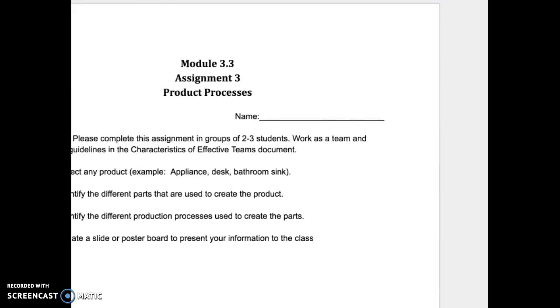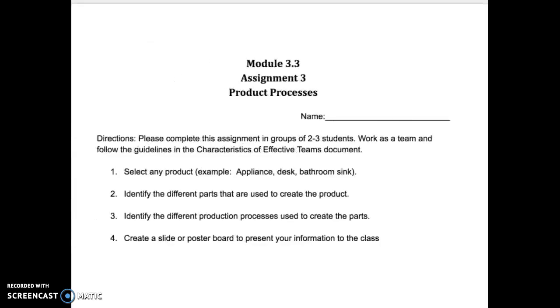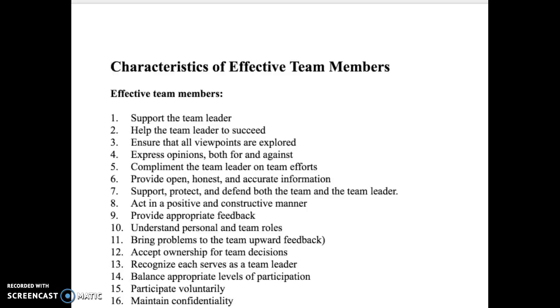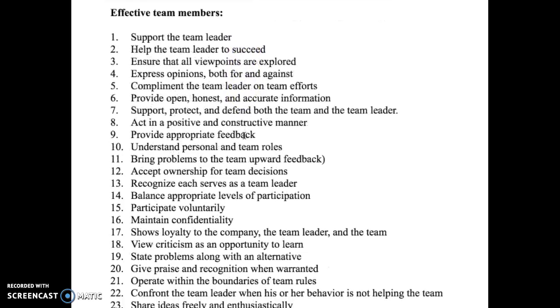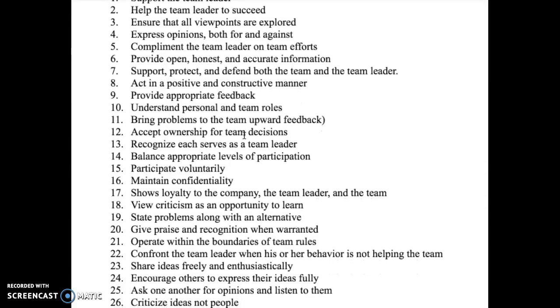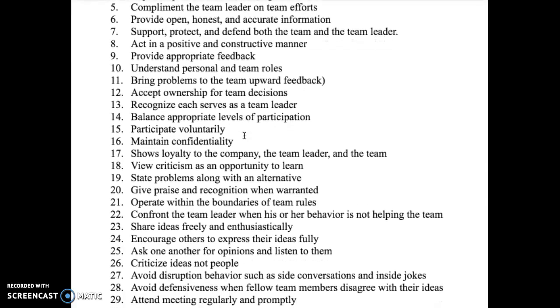In Module 3.3, your work is going to include working in a group to select any product, identify different parts that are used to create the product. Then, once you identify the parts, what are the production processes that are used to create that? And create a simple slide or poster board that talks about that information in class. Please remember to utilize the characteristics of an effective team so that you're sure that each team member has all of the pieces that are a part of this so that your team can become an effective part of the manufacturing process.